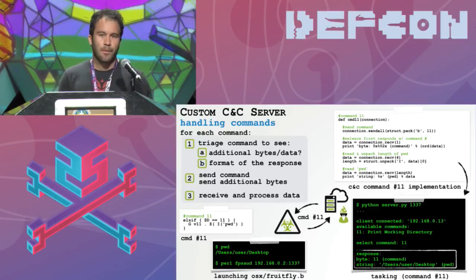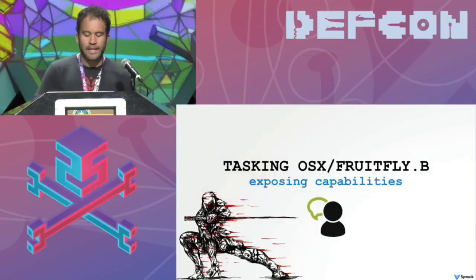So here's a simple example, command number 11. We can see it expects no additional address or bytes from the command and control server, but then it responds with a byte and a variable length string. So we can extend our custom command and control server to parse this response, and then we can see this is the malware sending back its current working directory. All right, now we task.